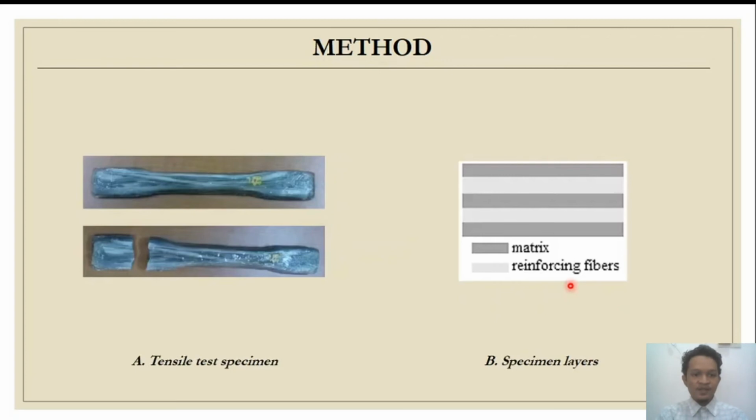The specimen was formed from several layers of material consisting of matrix and reinforcing fiber, as shown in figure B. There are 3 layers of matrix and 2 layers of fiber. The specimen condition before and after installation is shown in figure A. The specimen after the tensile test had more length than before the test. It is called elongation. The elongation is important to determine the strength of the material.